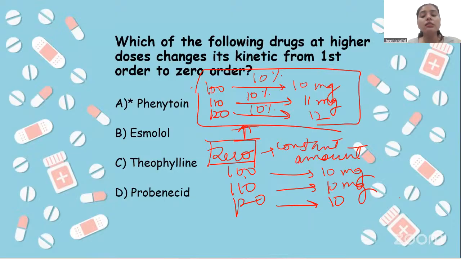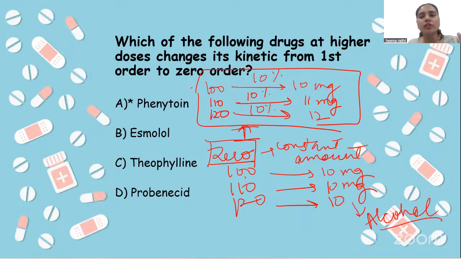So what does it mean? We have to monitor this drug every time, because the amount of the drug which is eliminated is less, so it is getting accumulated in the body. This is zero order kinetics. Drugs like alcohol follow zero order kinetics.